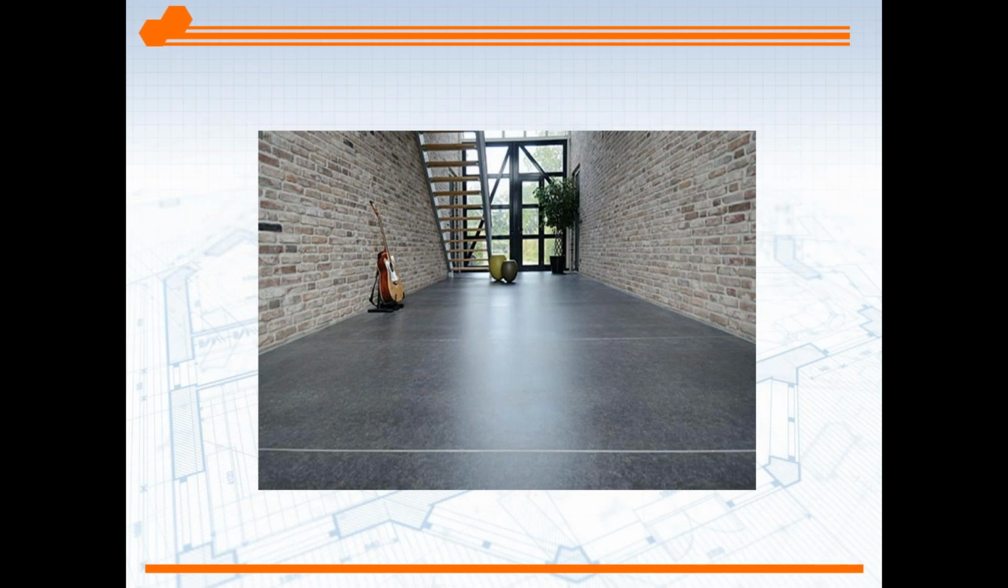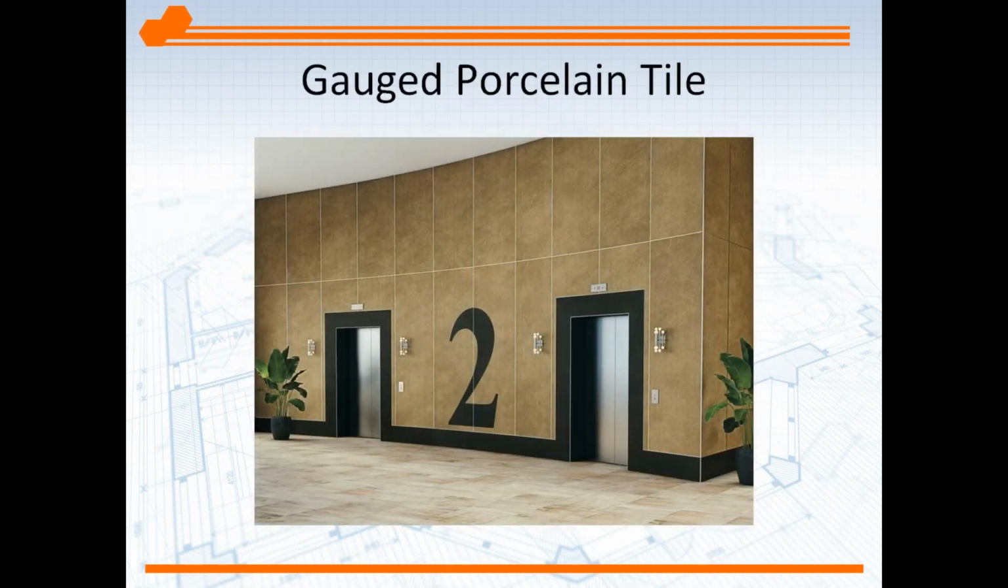Just taking a look at some pictures of some uses. You see they're eliminating a lot of grout joints here. This is a design consideration. And the style and color is all over the place now. You can get anything. You can get a stone looking tile. You can get a metal looking tile in the large format and gauged porcelain.